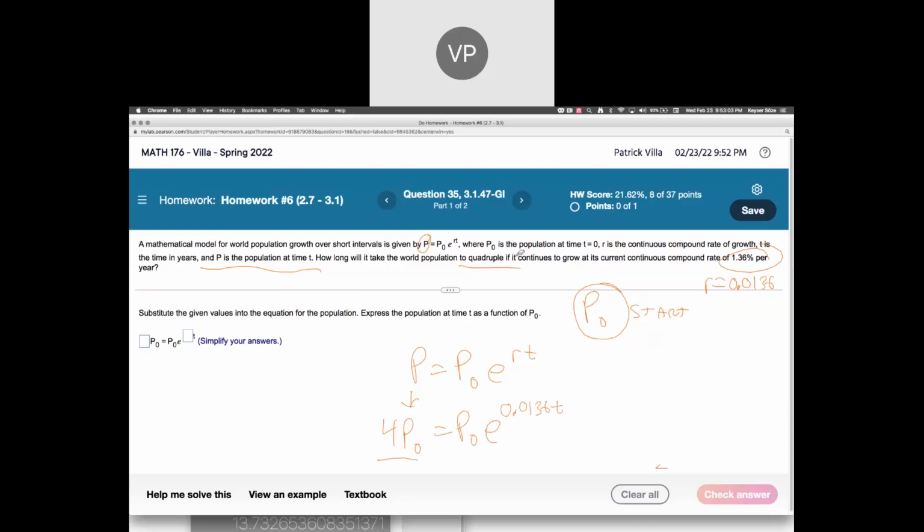So remember, I can divide both sides by this P naught. It's like when I was dividing both sides by regular P. It's moot. It doesn't matter. What matters is we have 4 equals e to this. And notice, same thing every time. Natural log of both sides. ln and the e cancel off. We have natural log 4 equals all this. And I divide both sides by that number that's in front of my t, this 0.0136.